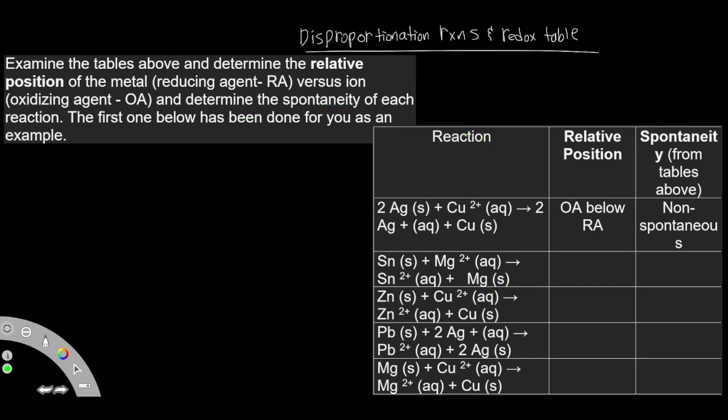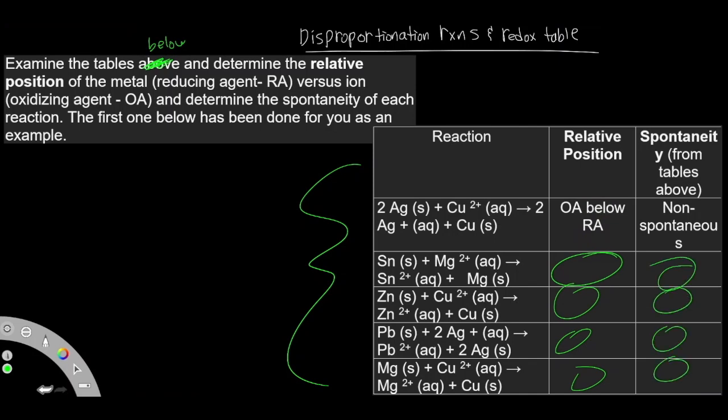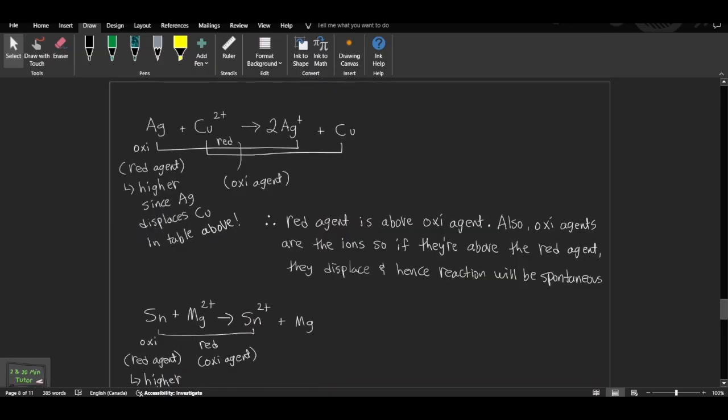Please try this question on your own. I know it says in the tables above, right? But that's technically below. Okay, so the only table that you should be referring to is this one over here. Okay, determine the relative position of the metal versus the ion and determine the spontaneity. Okay, so just write down in here, and here, and here, and here, the relative position. Okay, again, the first one below has been done for you, so this one. Okay, so is the oxidizing agent below the reducing agent, or is it the opposite? Is the oxidizing agent above the reducing agent? Okay, and then also tell me whether in these boxes they're going to be a spontaneous reaction or not. This is the answer to the first question. I will slowly scroll down.